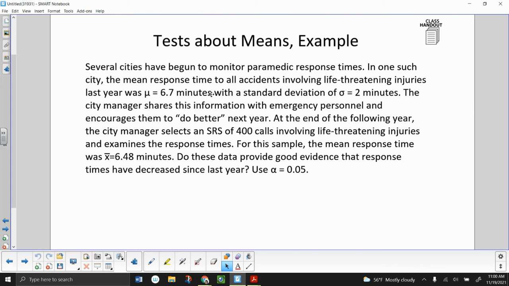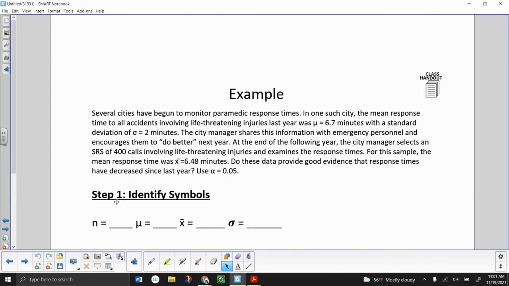All right, so this is a one sample mean hypothesis test. So we need to figure out if we are using z or t. Well, we do have our population standard deviation, as well as a sample size greater than or equal to 30. So in this example, we are going to be using z.